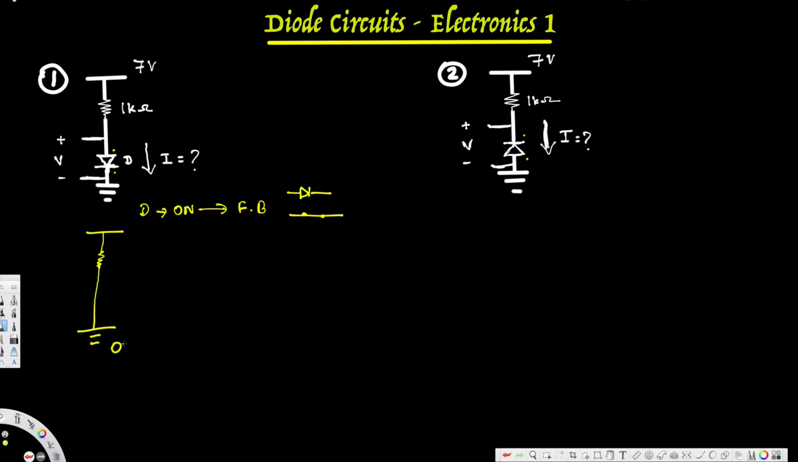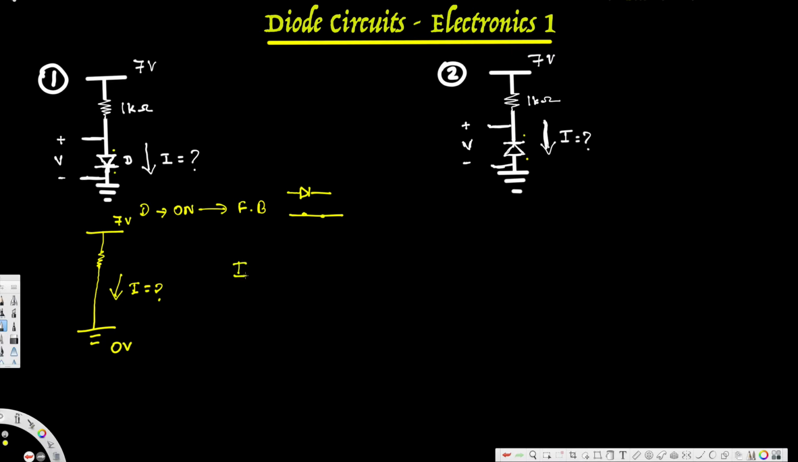Now here we have 0 voltage connected to the ground. This is 7 voltage. We are trying to find the current I. The current I should flow from anode to cathode, so this should be in this direction. If we get a positive answer, our assumption is right. If we get a negative answer, it means our assumption is wrong, which means the diode is off. Now let's see whether we get a positive answer.